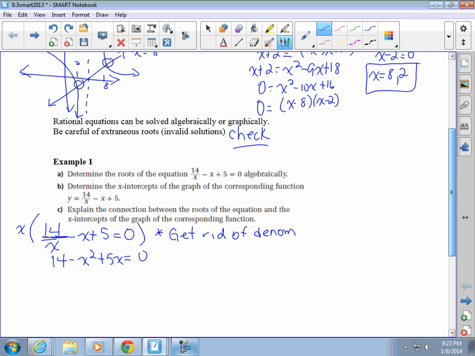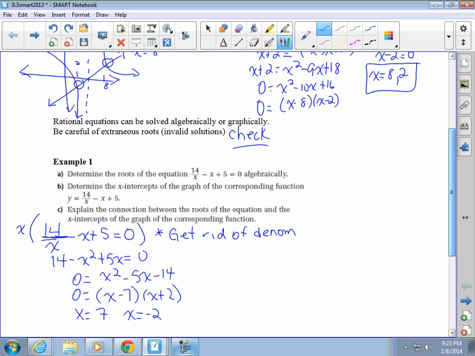So if I bring my left side over to the right side, I would have 0 is equal to x squared minus 5x minus 14. So product and sum, 0 is equal to x minus 7 times x plus 2. So x is equal to 7, x is equal to negative 2.